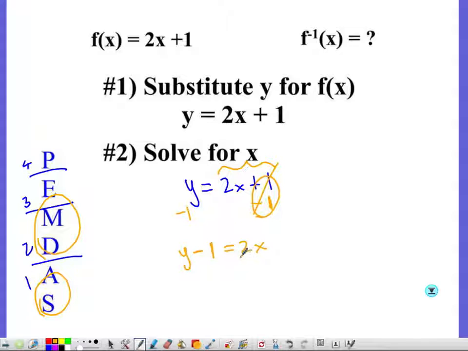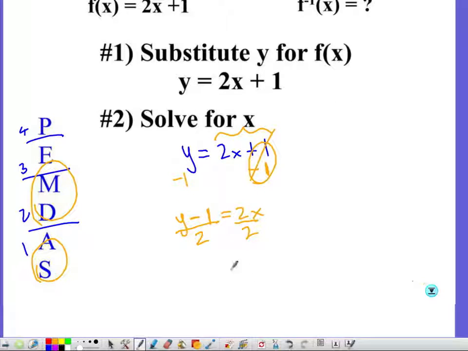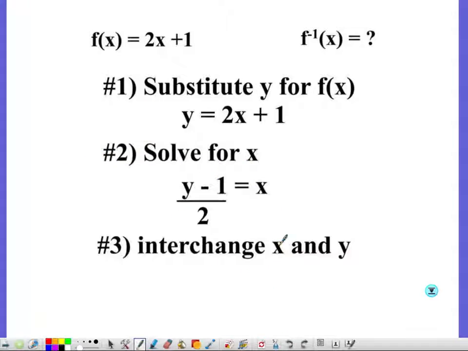What is the inverse of multiplying by 2? Well, that's to divide by 2. Now, make sure when you go to the other side, you divide the whole thing by 2, not just y over 2, or not just y minus 1 over 2, the whole thing over 2. Okay, so now we have y minus 1 over 2 equals x. So step 2 is done. We solved for x. Now we're ready for step 3.